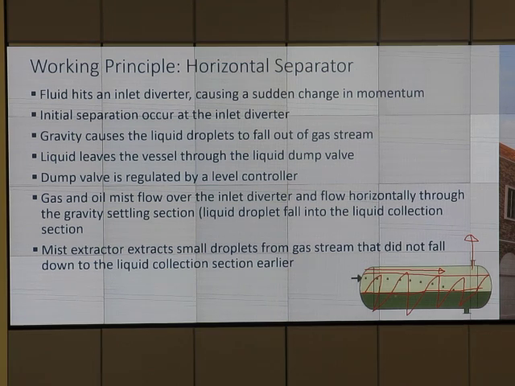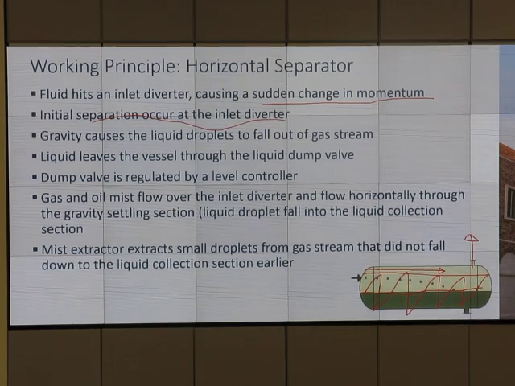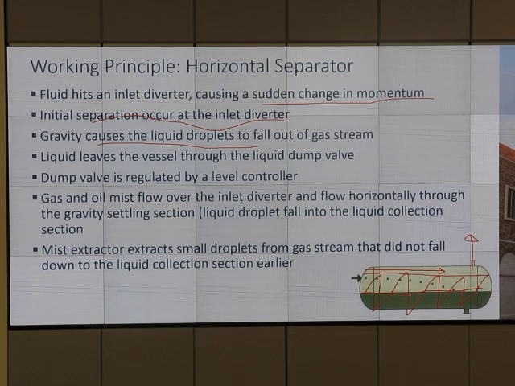All right. So I think we talked about this in the lab a little bit. Liquid comes, hits the inlet diverter, causes a sudden change in momentum, and there is a separation. Initial separation occurs at the inlet diverter. Gravity causes the liquid droplets to fall out from the gas stream. Liquid leaves through the liquid dump valve. The dump valve is regulated by the liquid level controller. And gas and liquid mist flow.